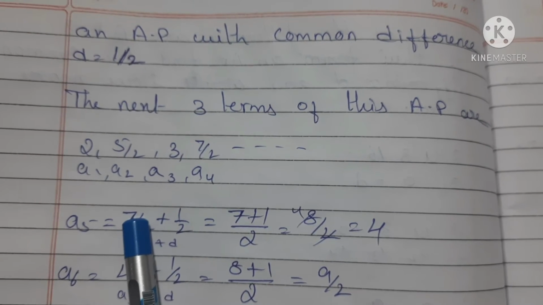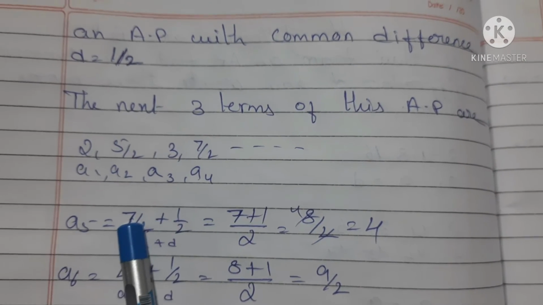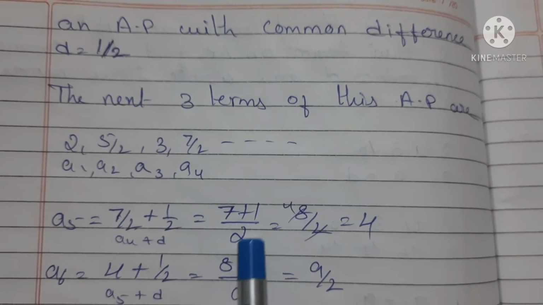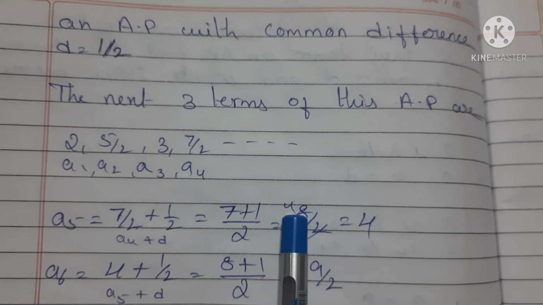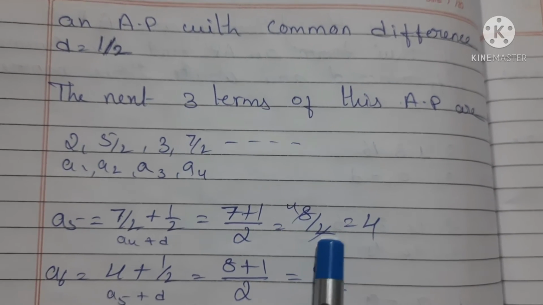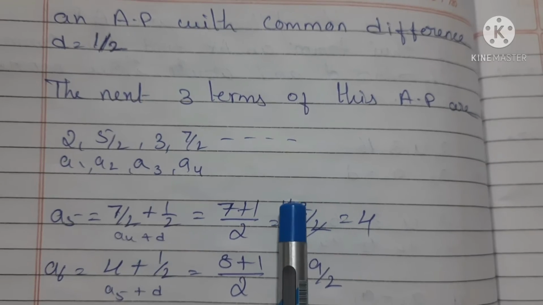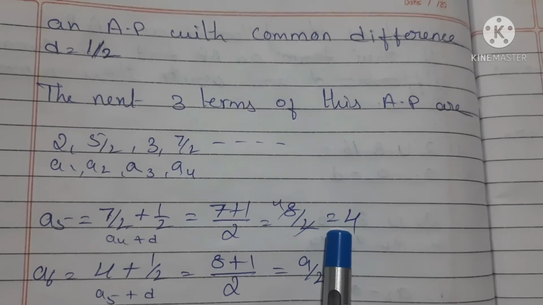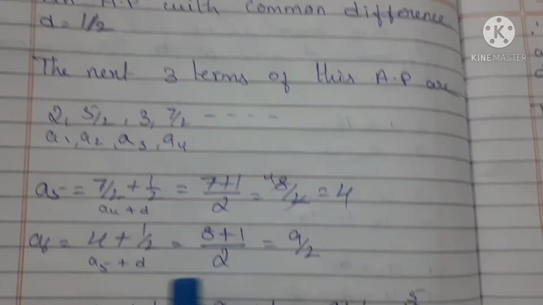We should add the numerators. That means 7 plus 1 by 2. 7 plus 1 is 8, 8 by 2. 2 1s are 2, 2 4s are 8. Now A5 is equal to 4.